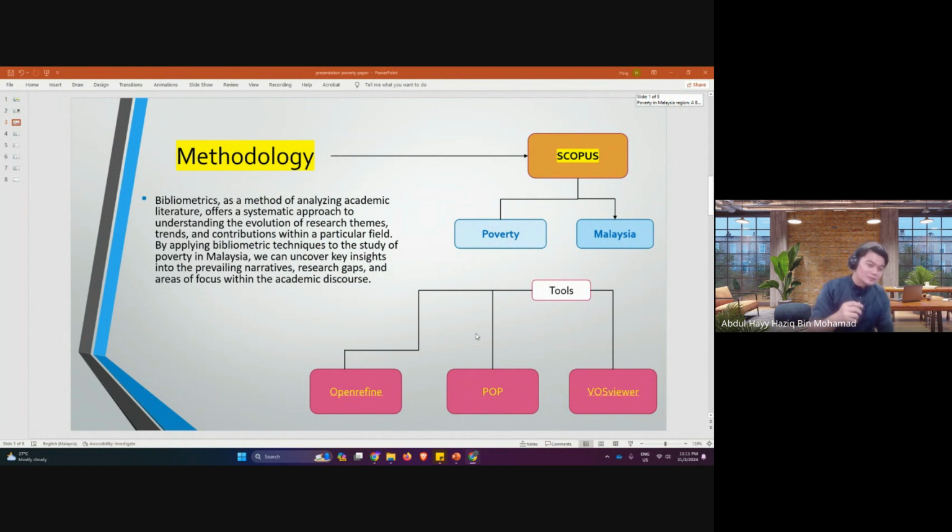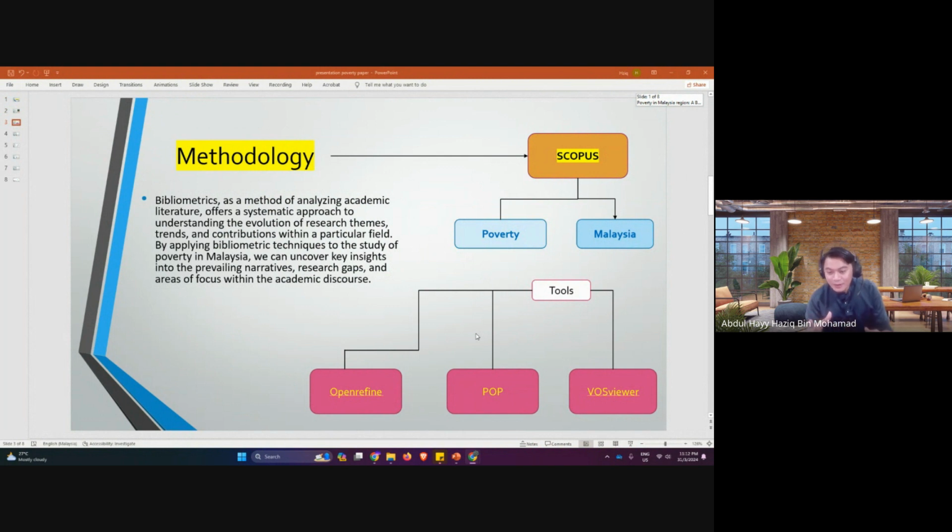By applying bibliometric techniques to the study of poverty in Malaysia, we can uncover key insights into the prevailing narrative, research gaps, and areas of focus within the academic discourse. I'm using data from Scopus because it is one of the best databases in the world. There are two keywords that I use, which is poverty in Malaysia. In terms of tools, there are four, including Excel: Excel, OpenRefine, POP which is Publish or Perish, and then VOSviewer.